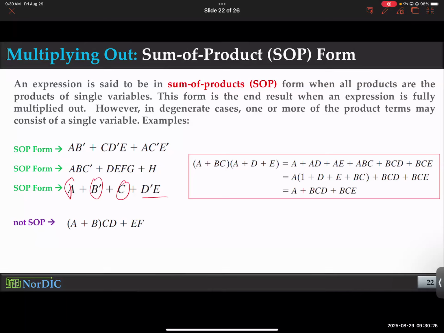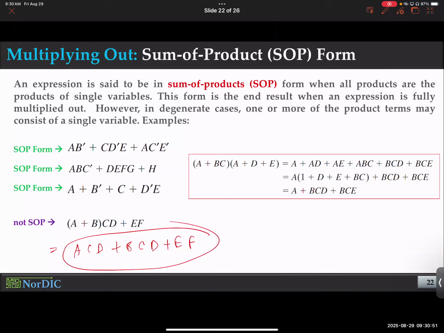And then there is a product. Still with me? Okay. And an example of what is not sum of product, this one. So this thing is fine. I don't have any complaints against it, but this is not sum of product. How can you convert it to a sum of product form, folks? Just multiply them. Yes, you get ACD plus BCD plus EF. Now this is a sum of product form.